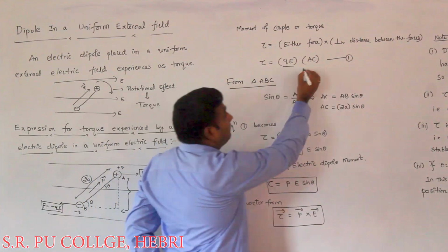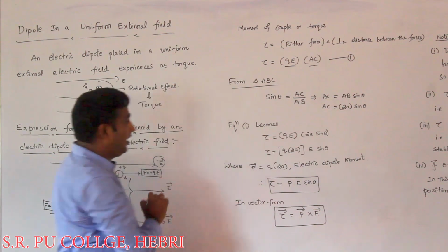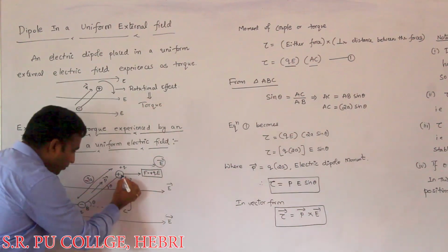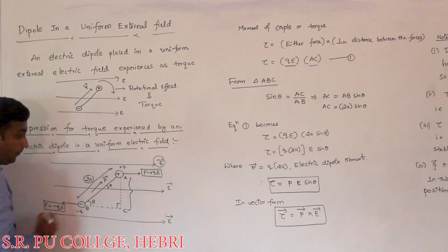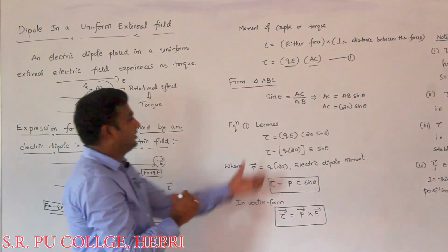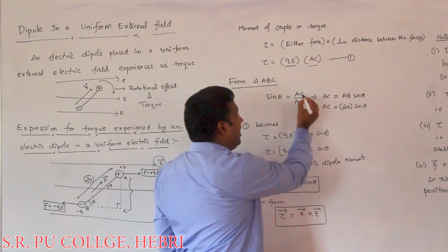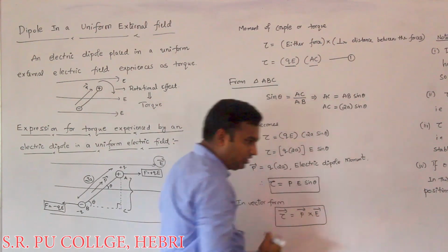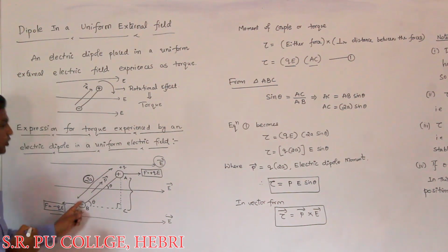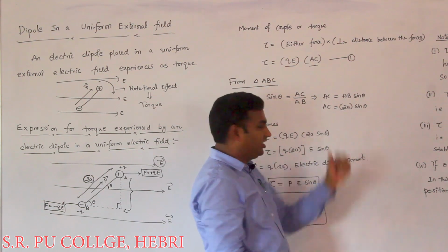To get the value of AC, we consider triangle ABC. In triangle ABC, sine theta is opposite side divided by hypotenuse. The opposite side is AC and the hypotenuse is AB. So sine theta is equal to AC divided by AB. That gives AC is equal to AB into sine theta. In the diagram, AB is 2A, the separation between the two charges. That's why AC is equal to 2A into sine theta.